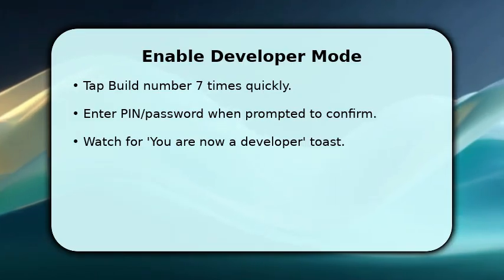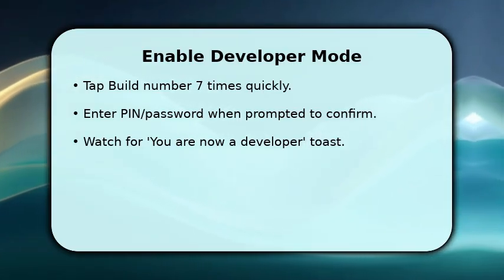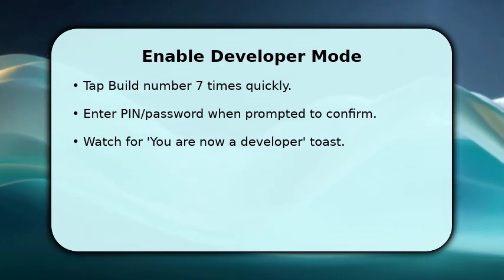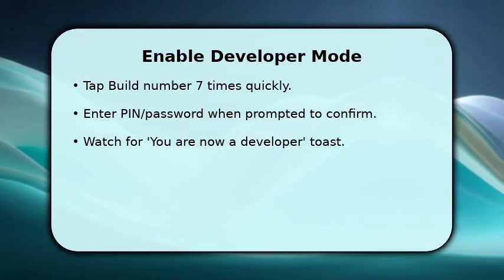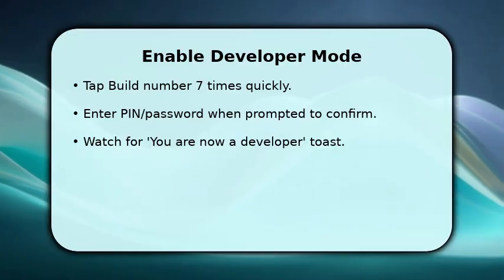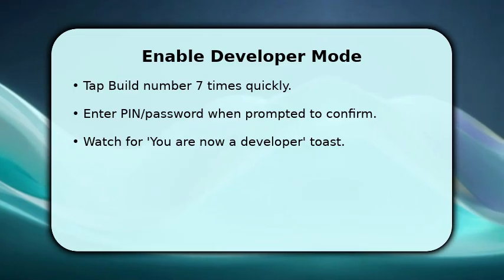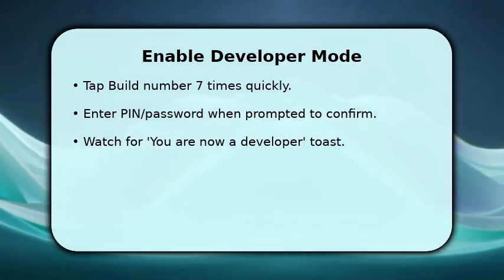After the taps, the phone will ask for your lock screen PIN or password. Enter it to confirm, because this step prevents accidental activation. Once done, you'll see a short message like, "You are now a developer." This reveals the hidden developer options menu in Settings, so you can access advanced controls, such as USB debugging and animation scales. Now go back to Settings.